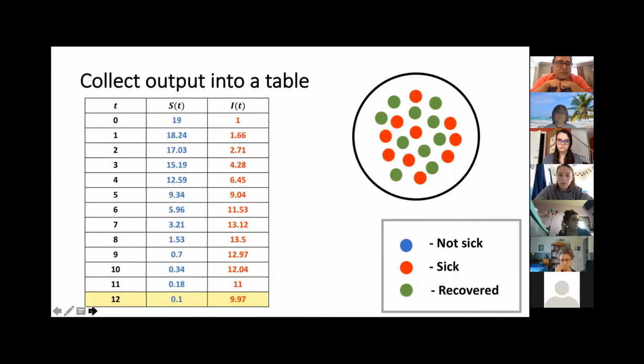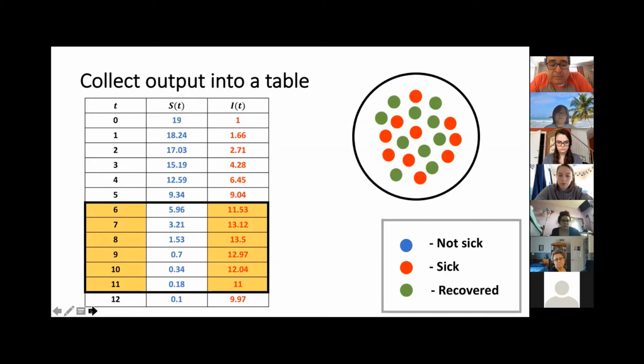But what I want to look at in particular are the time values between 6 and 11. And I want to also focus on those 2 highlighted columns, the one for the infected class. If you look at the value for t equals 6, you will notice that it's 11.53. And as I'm going down, I get to 13.5. And then those values begin to decrease again. So it appears that we have some sort of peak just from looking at these numerical values.